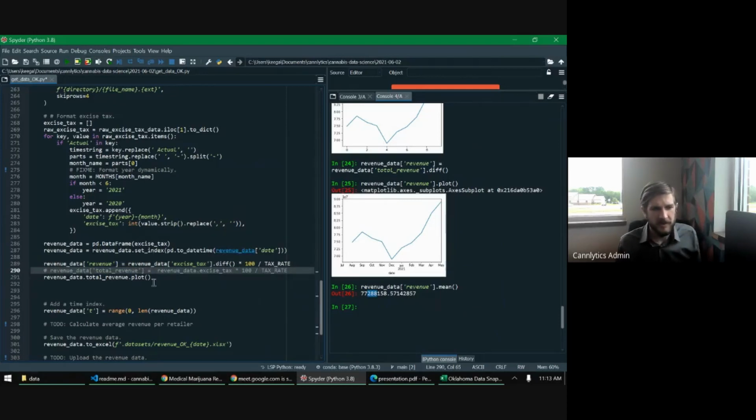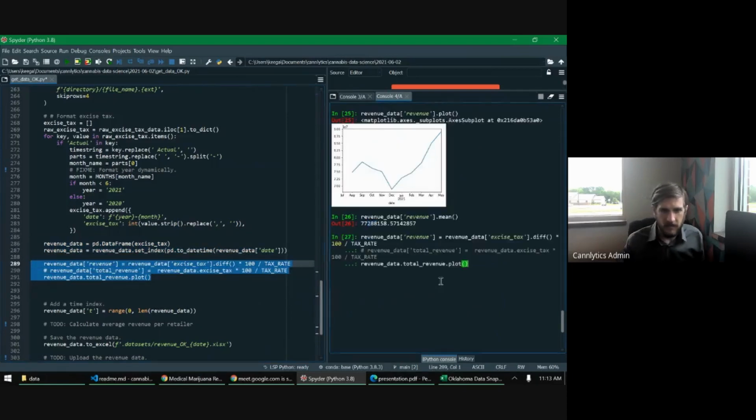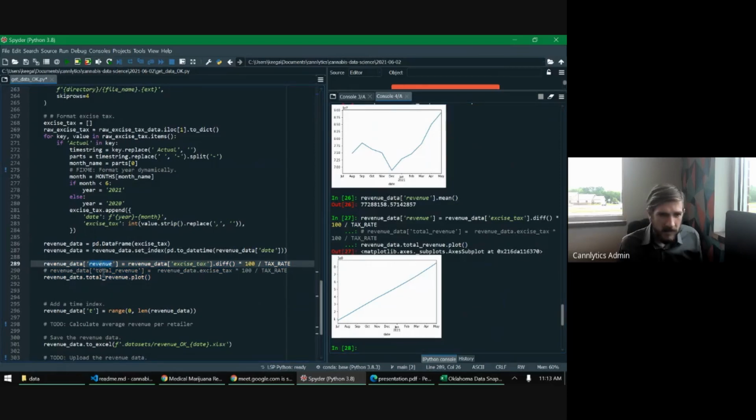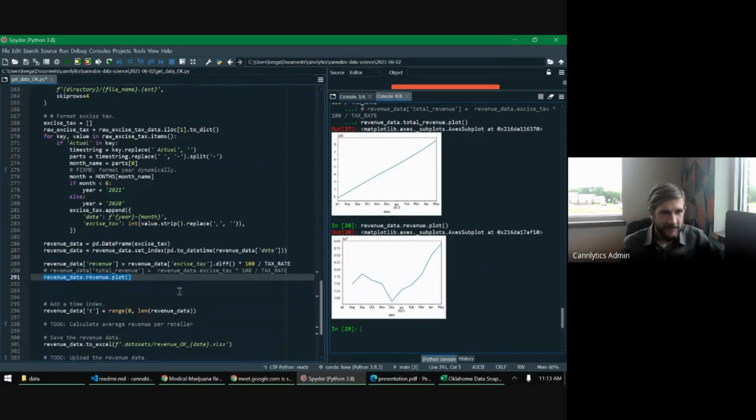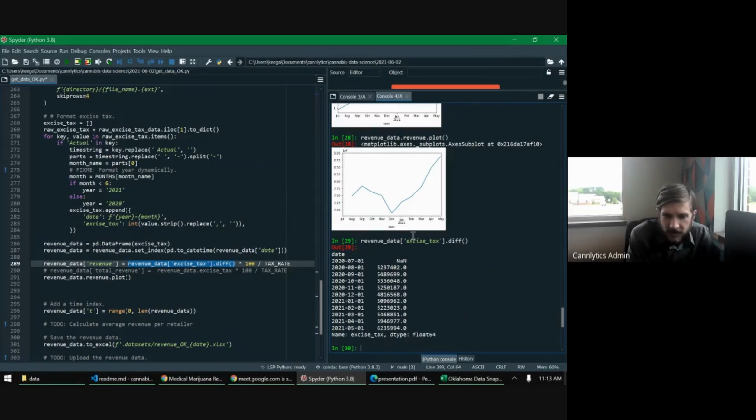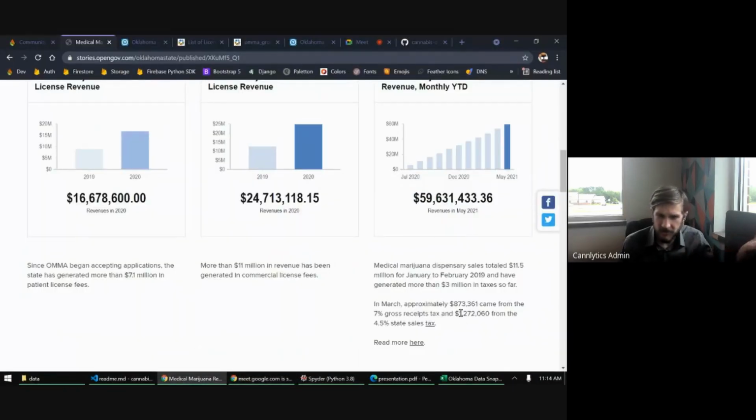Okay, so let's try this. Okay, so let's see. Okay, so that does look about right. So it looks like they're getting about 5 million in excise tax per month. Right? That sounds a bit more reasonable, right? Yes.